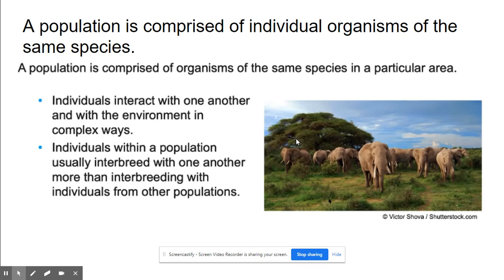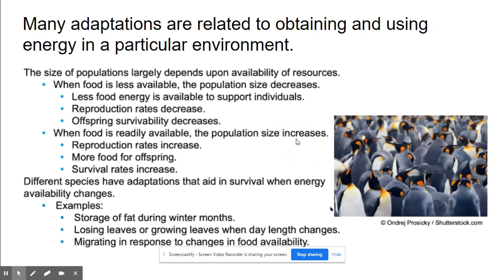Individuals within a population will usually interbreed with one another more than with individuals from another population. So if I took an elephant out of the zoo that came from a population that is not the same population as this one, or because they've been out of that population for a very long period of time, we'll see they're more likely to try to breed with each other first before they're going to breed with the one that was from captivity. And that's because they want to stay within their population and interbreed with one another.